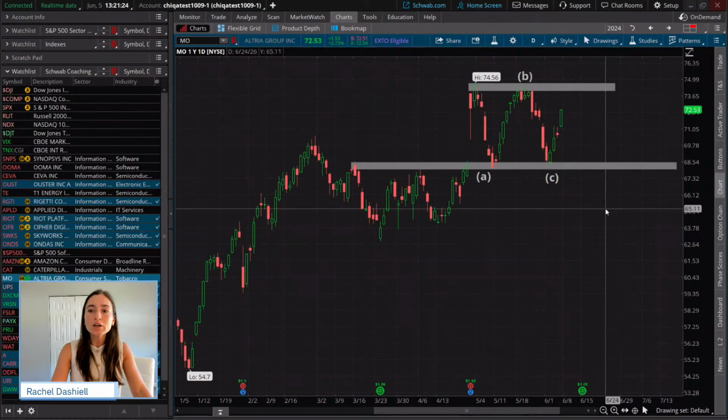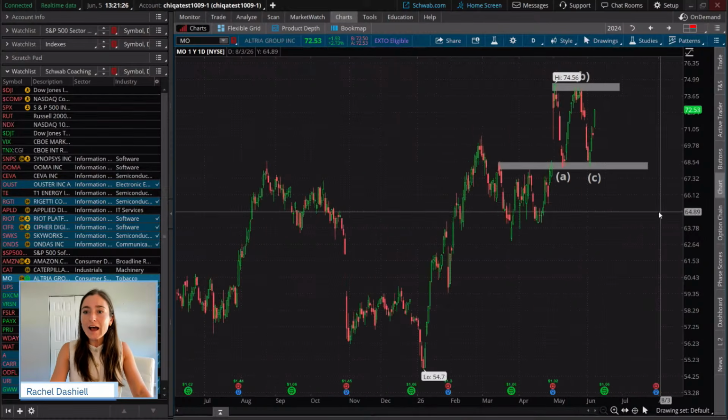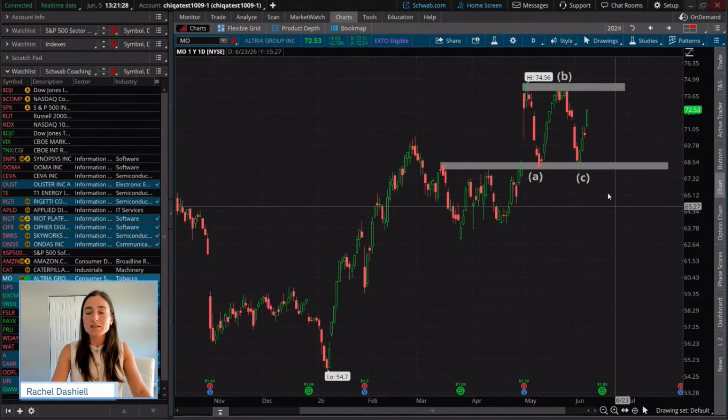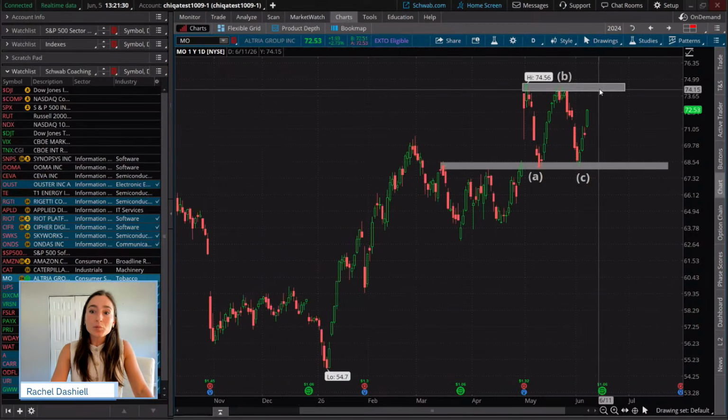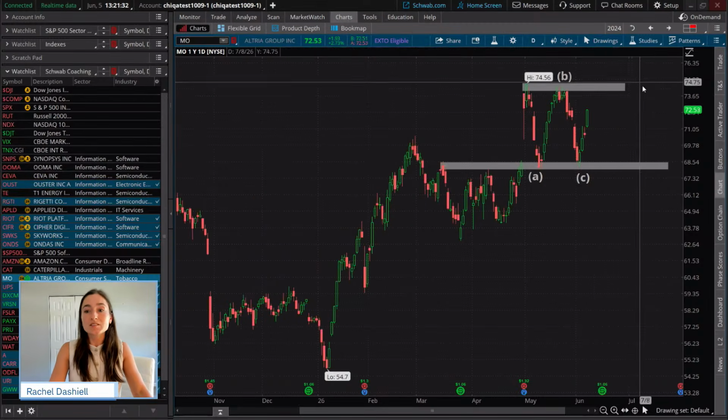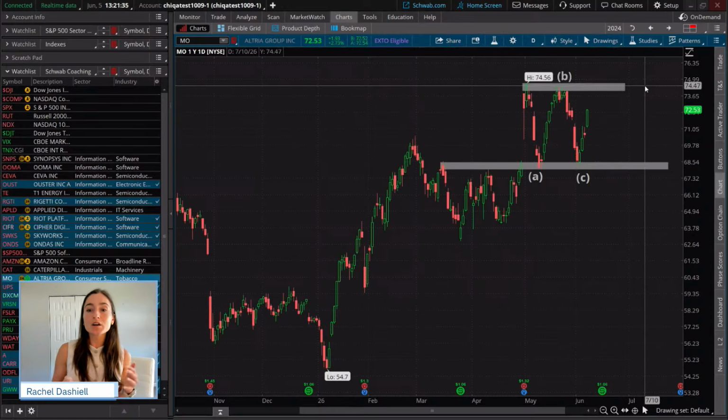So essentially what this flat is telling us is that we are looking for a break above B to take a long position, because this is essentially a possible corrective wave within a longer ongoing uptrend. Now there's a couple different variations of flats as well.